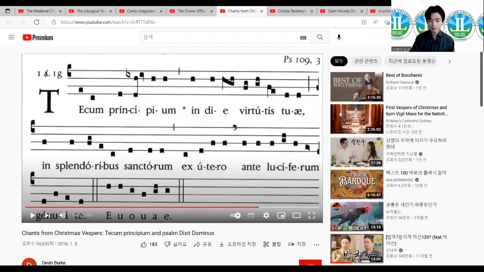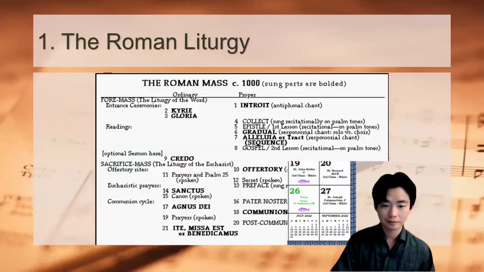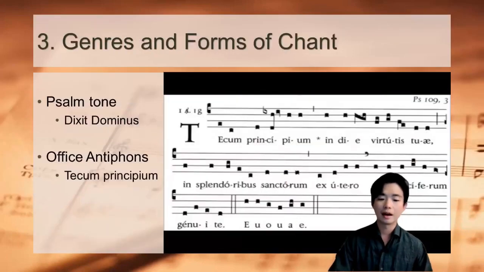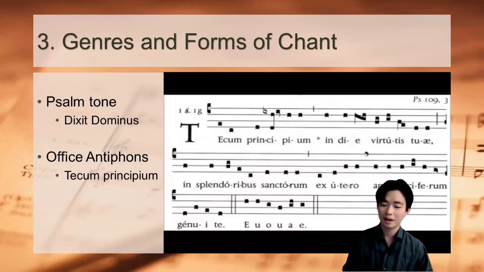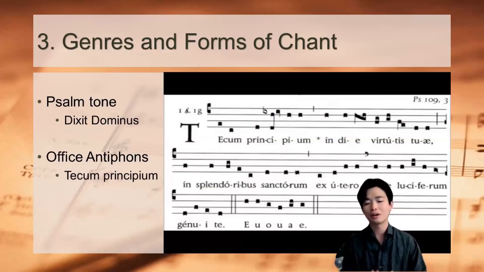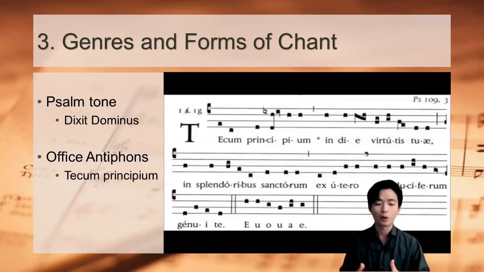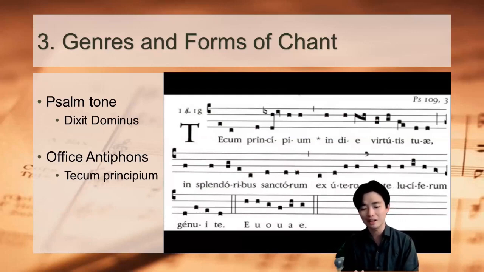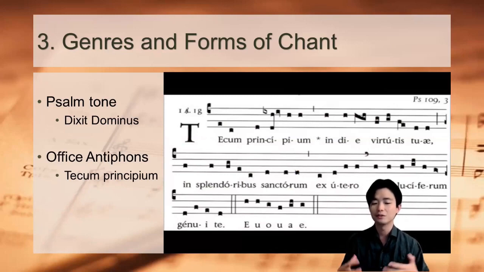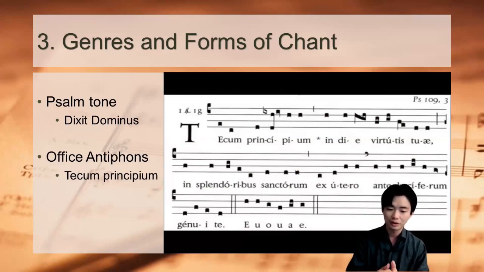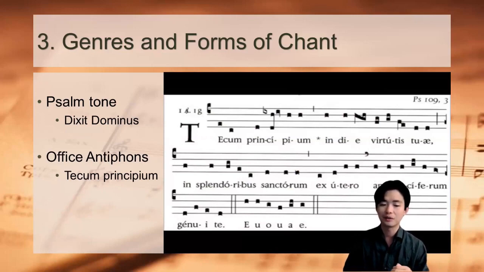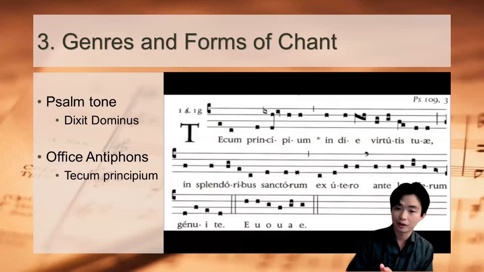So this is the Dixit Dominus. As you see, the example illustrates that each psalm tone consists of an intonation, a rising motive used only to begin the first verse, recitation on the reciting tone of the mode, the mediant, a cadence for the middle of each verse, further recitation, and the termination or final cadence for each verse.